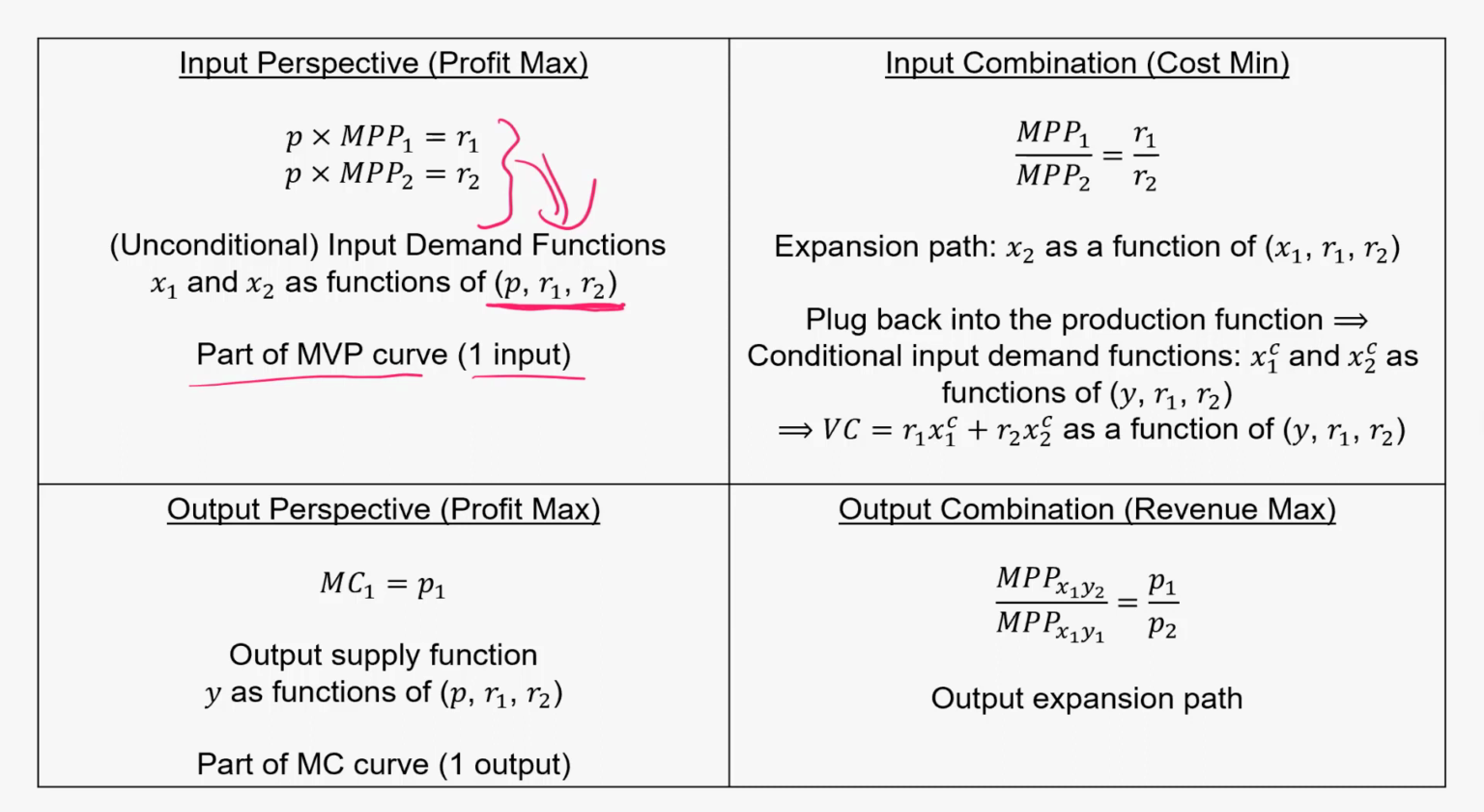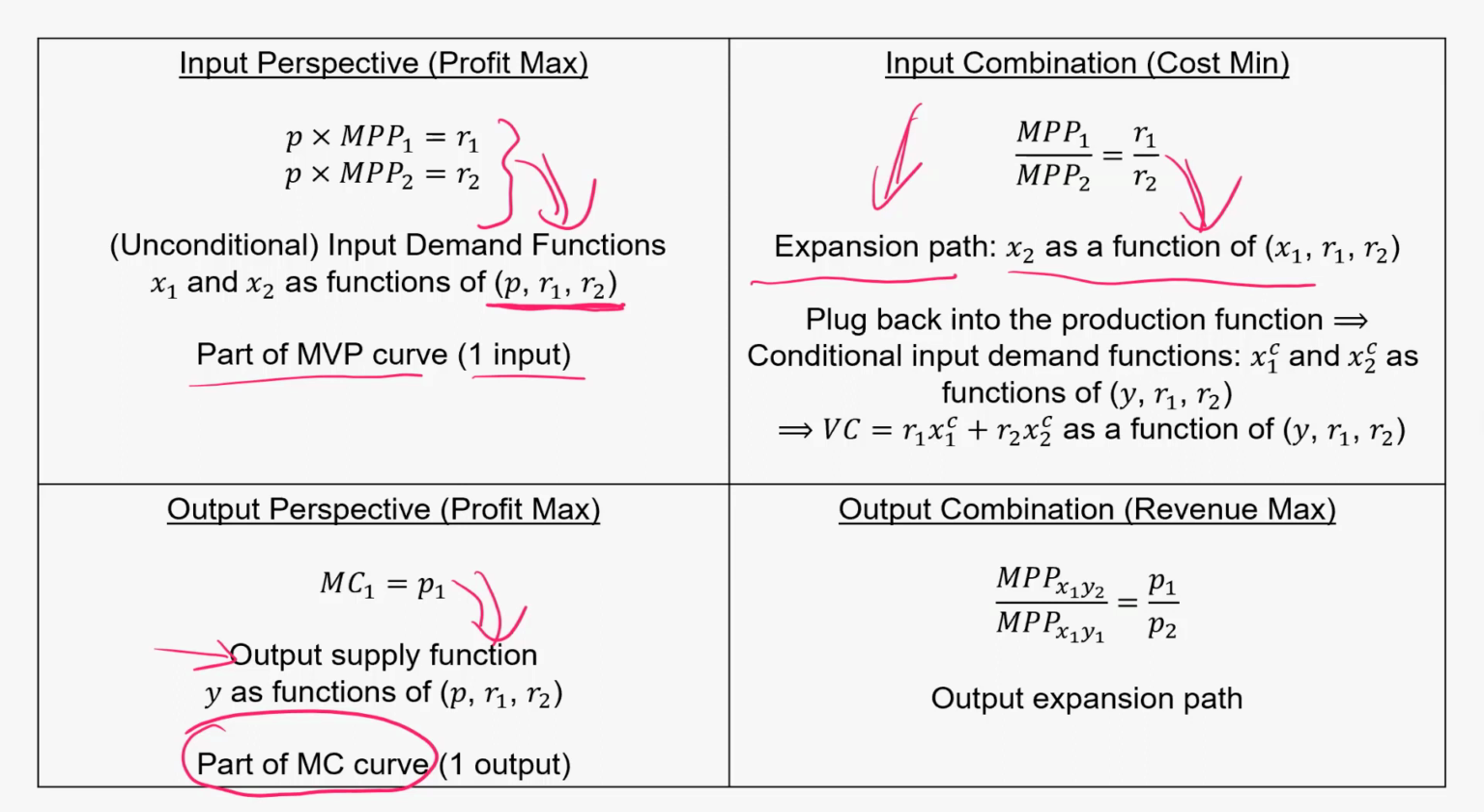And from the output perspective, we can derive the output supply function. Again, we have to use this optimality condition to derive it. And when there's only one output, it's part of the MC curve. We also mentioned how we can derive the expansion path. When there's two inputs, we can derive the expansion path from this optimality condition. So the expansion path will be x2 as a function of x1.